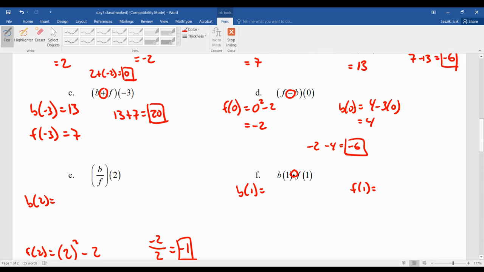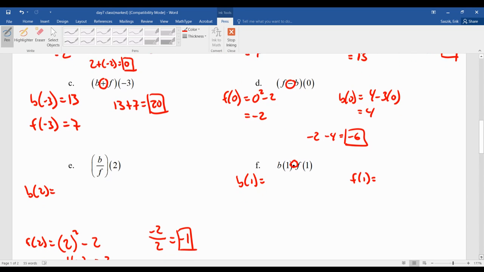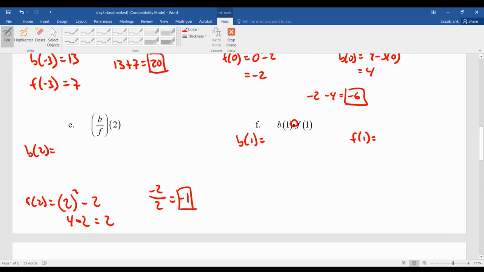All right. Down here, I've already done some of this. Well, let me erase part of it, and then we'll talk about it again. So remember, this is b of 2 over f of 2. So you're going to divide. So let's find b of 2. That would be 4 minus 3 times 2. So that's 4 minus 6, which gives us negative 2. And then f of 2 I had already done down here was positive 2. So now we take these two things and put the b one on top. Negative 2 over 2 gives us a final answer of negative 1.